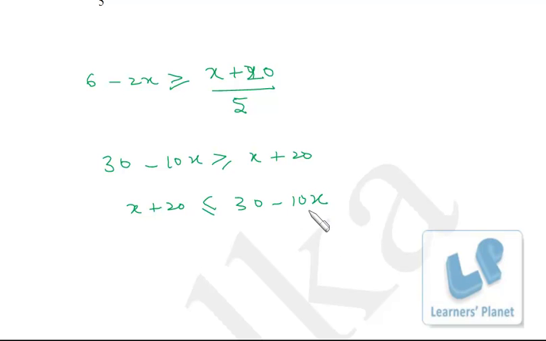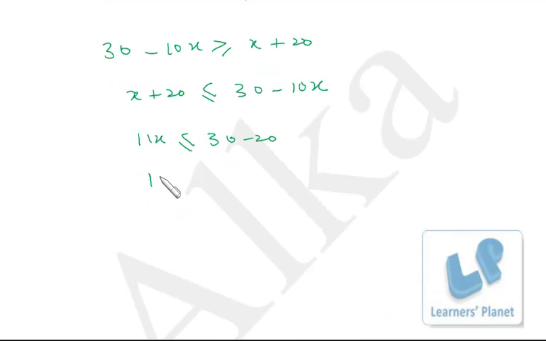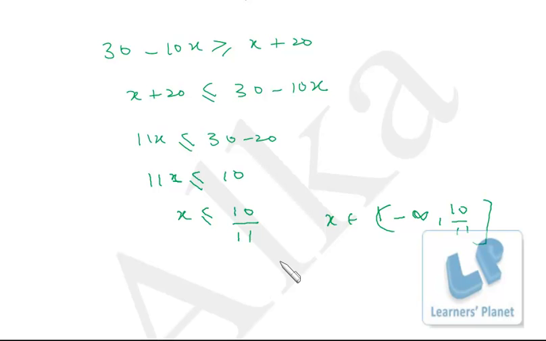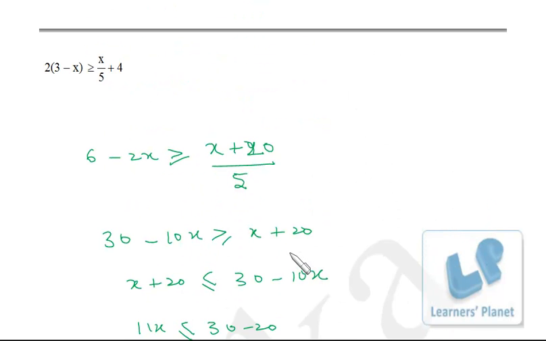Okay, so take 10x over here. So 10x plus x is 11x is less than or equal to 30 minus 20, or we can say 11x is less than or equal to 10. That means x is less than or equal to 10 by 11. That means x belongs to minus infinity to 10 by 11 included. Okay, so very simply you can solve a linear inequation. It's really very easy.